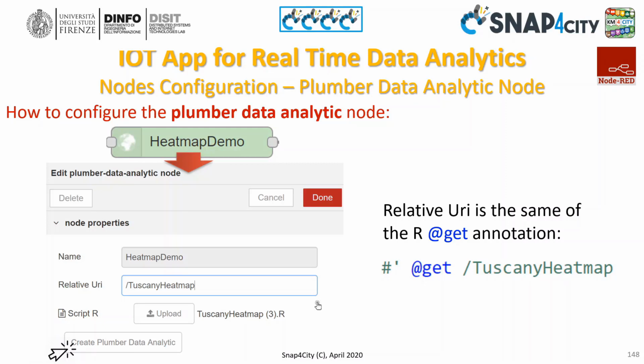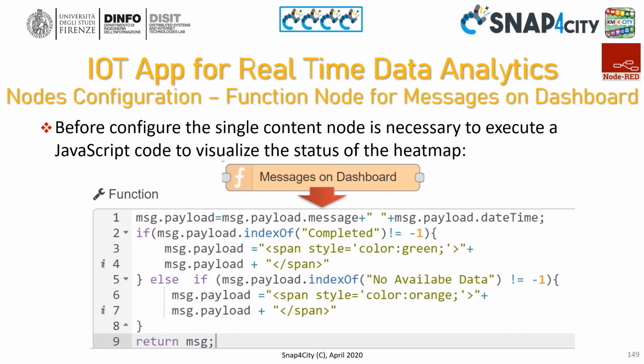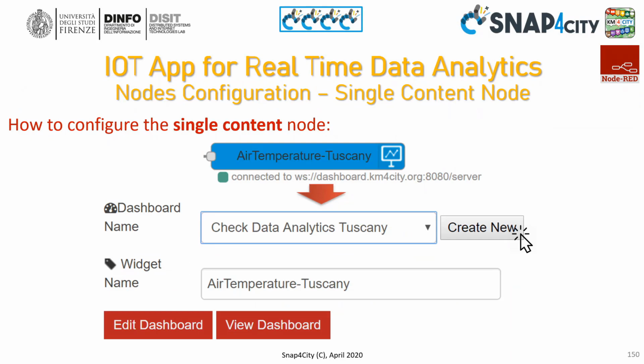If you want to check the status of your map, you can also configure a single content node, starting from the configuration of this function node that is necessary to execute JavaScript code to visualize the status of the heatmap. Now we can configure the single content node in this way, creating a new dashboard with a new dashboard name and with a specific widget name, in this case Air Temperature Tuscany.